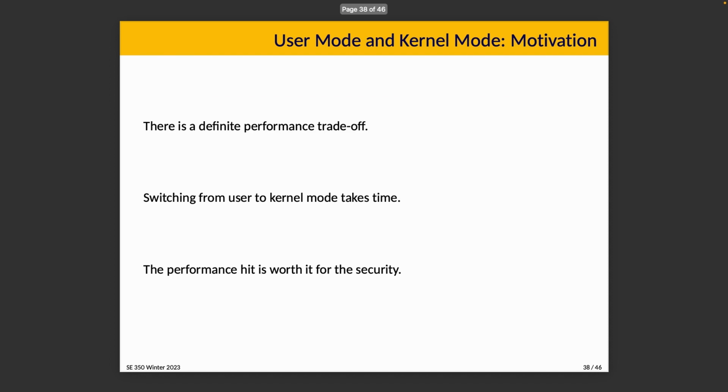Okay, but this doesn't come for free, right? Switching from user mode to kernel mode takes time. There is a non-zero cost to creating the interrupt, handling the interrupt, and returning from the interrupt. It requires some instructions and some time. Certainly it would be faster if everything ran in kernel mode because we would spend no time switching, but the security and integrity benefits are considered worthwhile.